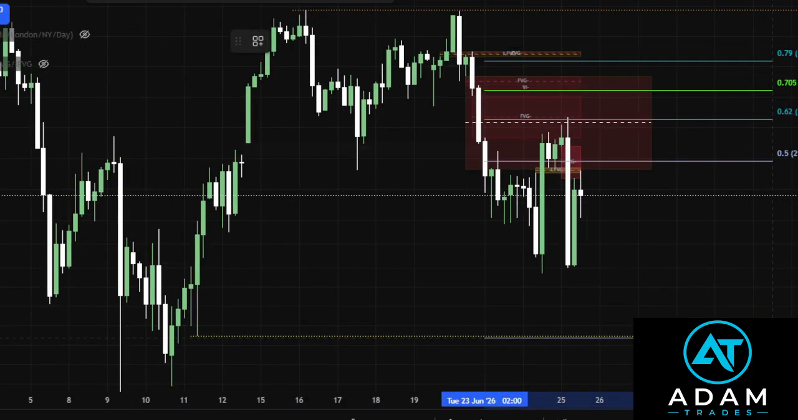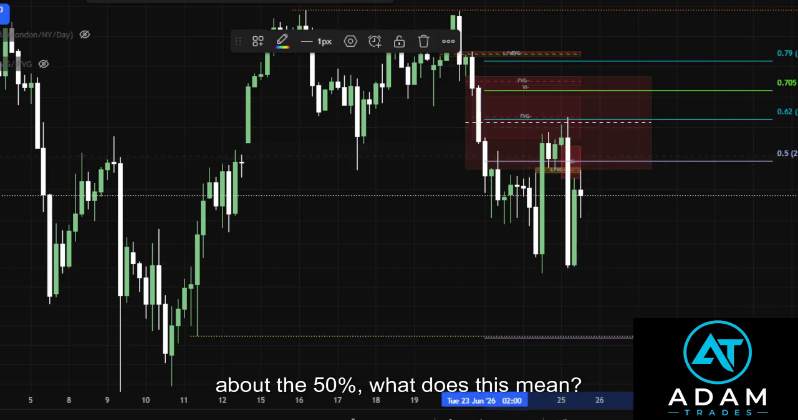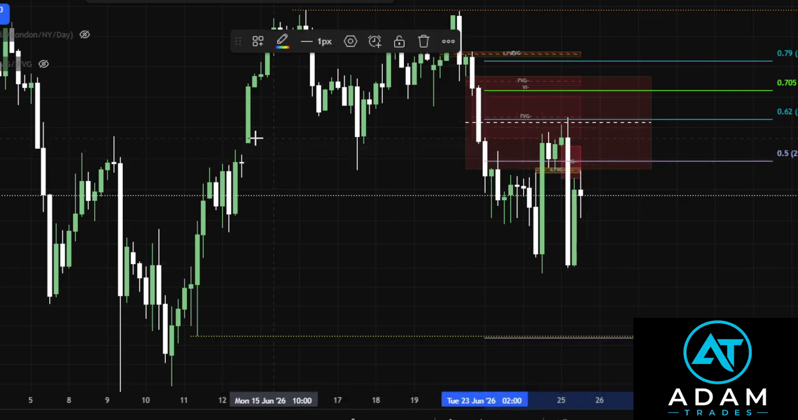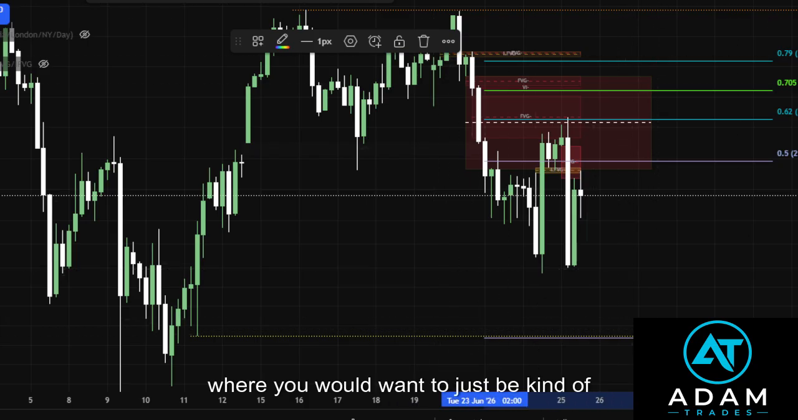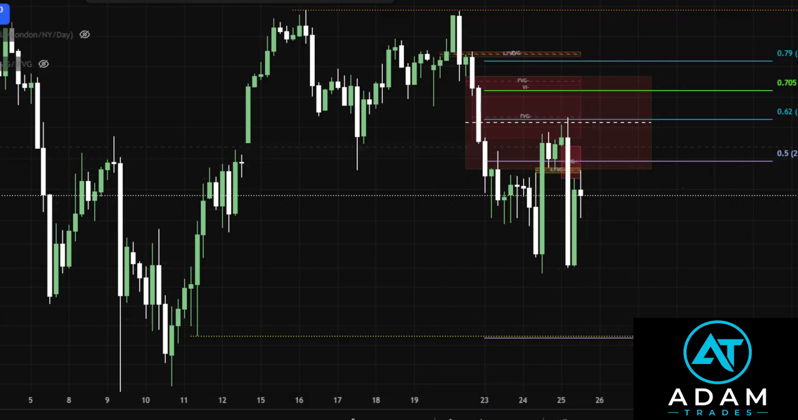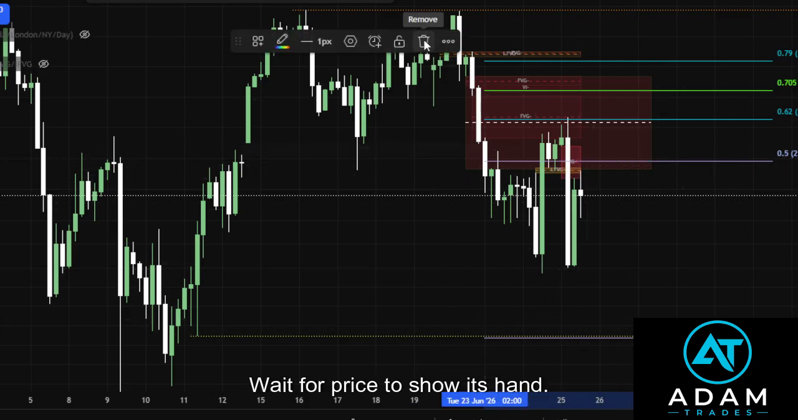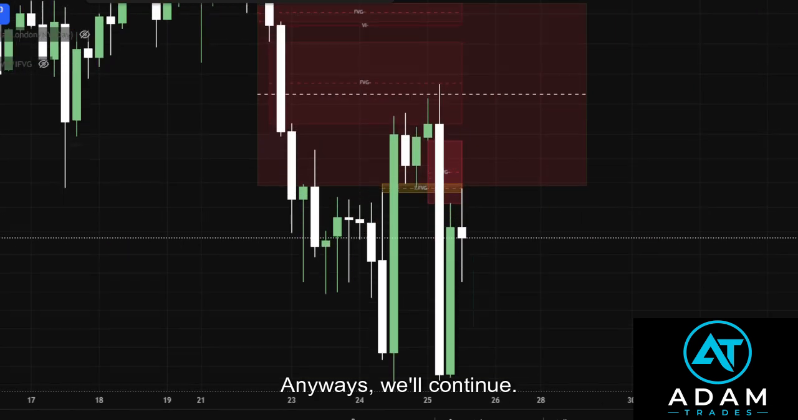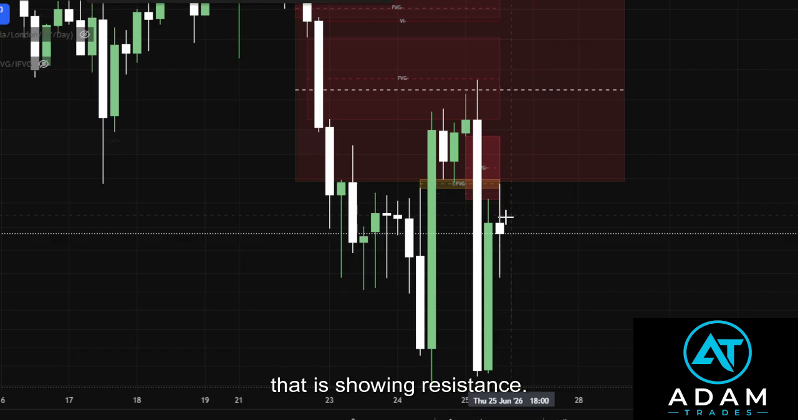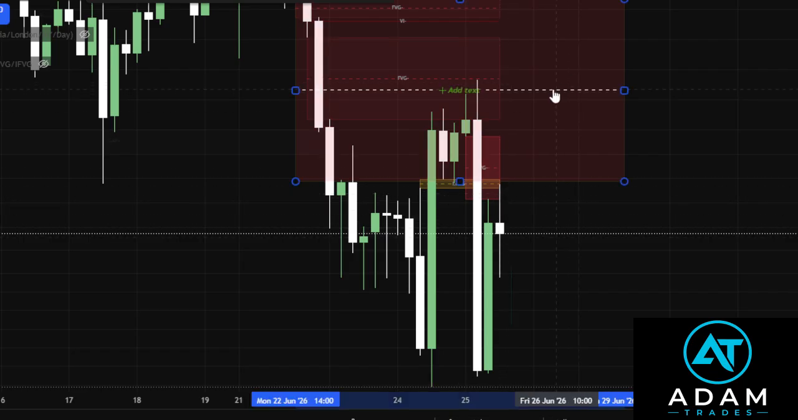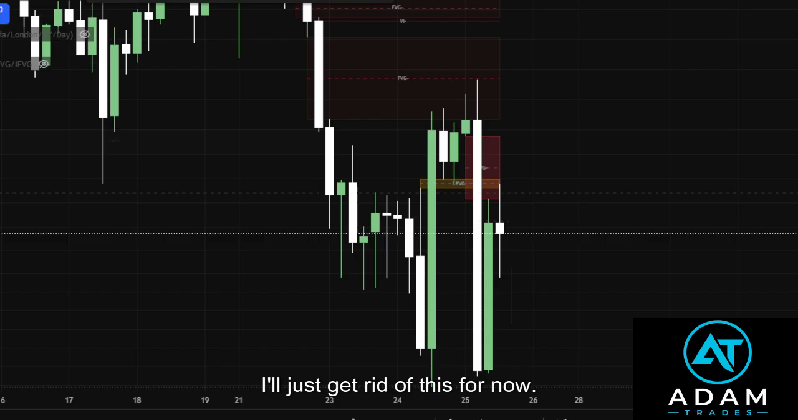Again, if we're thinking about the 50%, what does this mean? That this is the middle point of the range where you would want to just be staying away. Wait for price to show its hand. Anyway, we'll continue. So now we have this bearish fair value gap that is showing resistance. So I'll just get rid of this for now.